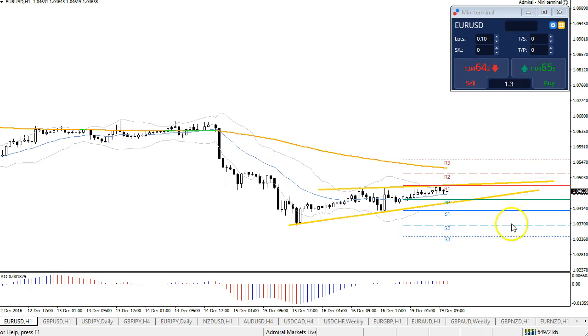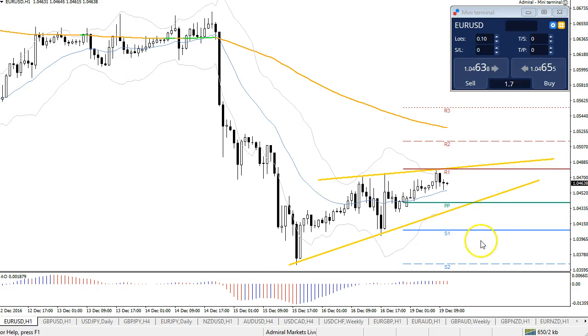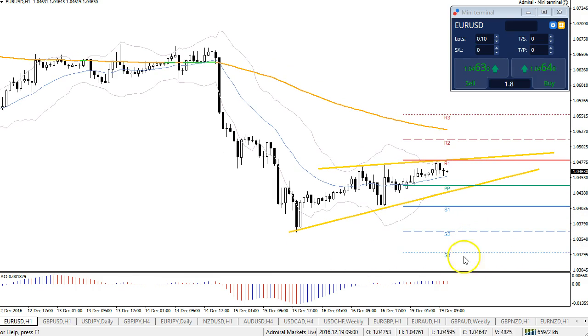So on the hourly chart, I think the important levels at this moment are the S1 and this bottom, and the pivot point. I think a break of the pivot point, we can see a test of S1, a break of S1 down to S2 and this bottom, and then further.